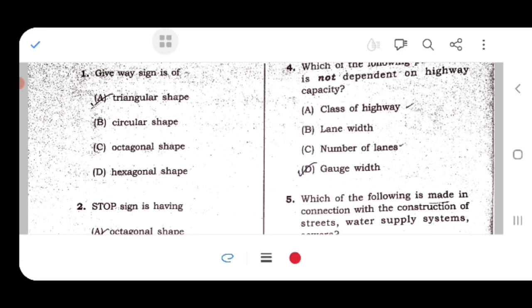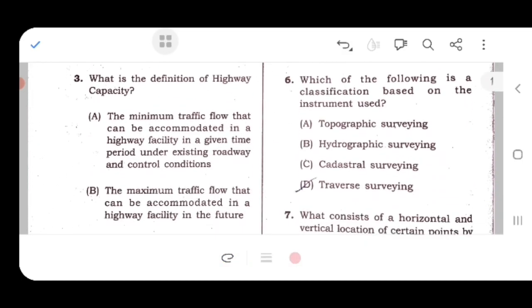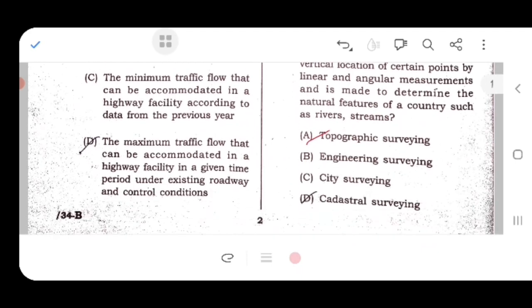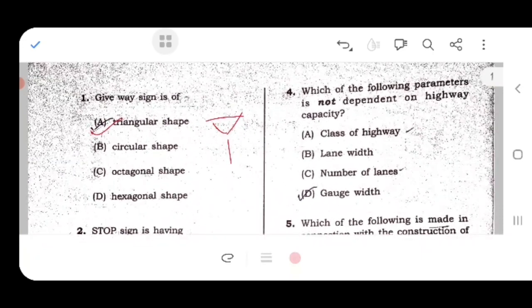Give a sign of inverted triangular shape, that is give way. Stop sign, octagonal shape. Then, what is the definition of highway capacity? That is option D, the maximum traffic flow that can be accommodated in the highway facility in a given time. Then, which of the following parameters is not dependent on highway capacity?